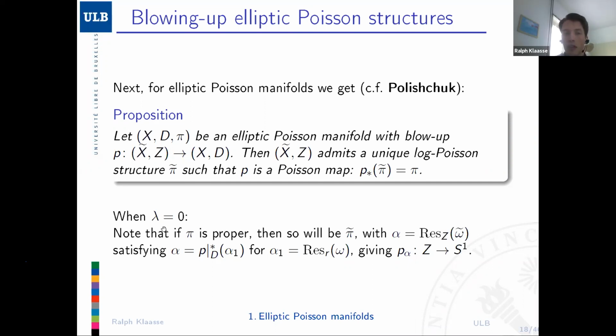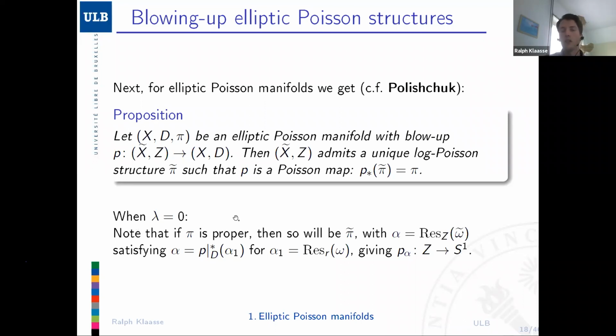If you do this in the case where lambda is equal to 0, so the elliptic residue is 0, and you assume that pi is proper, as we could arrange before, then the log Poisson structure will also be proper. For that, we first need to know what properness means for log Poisson things, but it's similar to before. It's that the one form you get via applying the residue map also gives you this fibration. So it has compact leaves again. And that's true because of this intertwining of the residues. So you can blow up, and then properness will be preserved in the lambda equals 0 case.